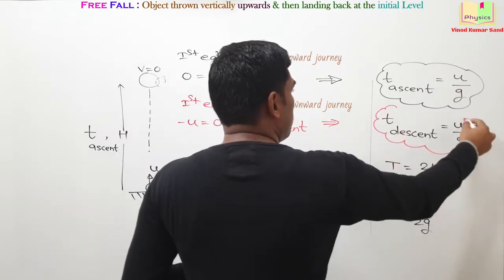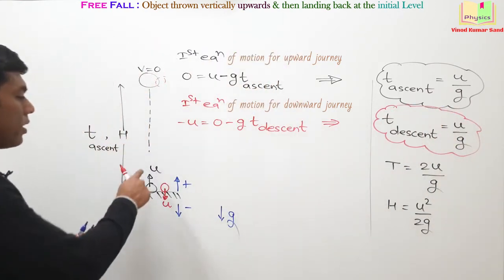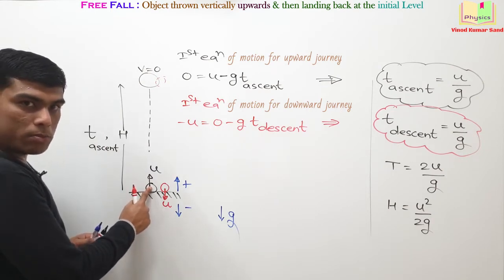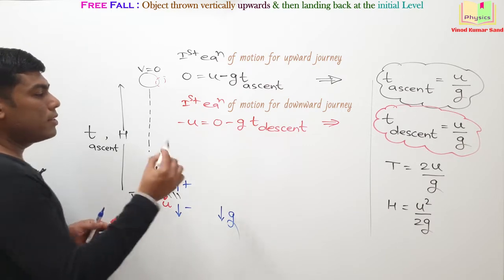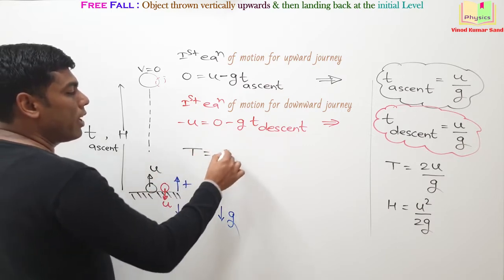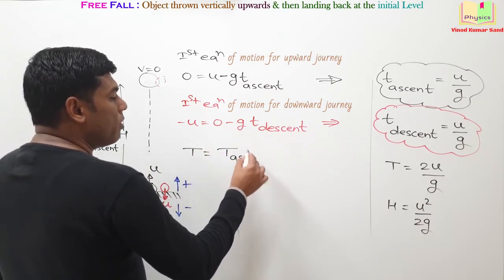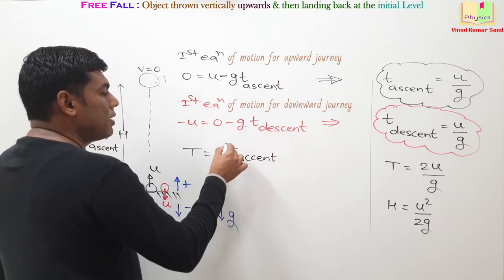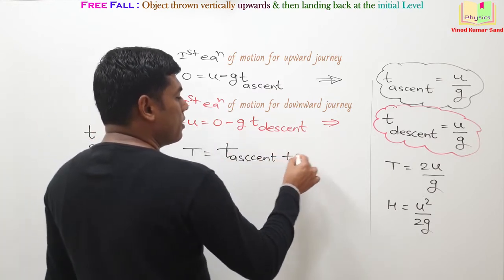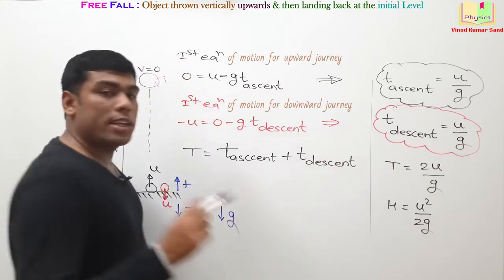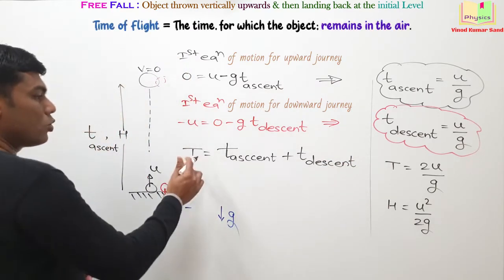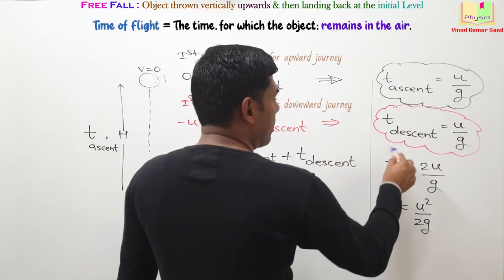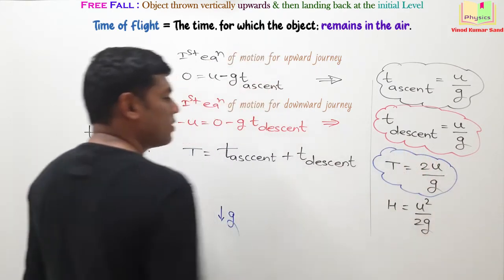We have derived it. Now the total time of flight, starting from this level and then reaching back to the same level, can be easily obtained. Total time of flight will be equal to time of ascent plus the time of descent. The time of flight actually means the time for which the ball remains in air. So when you simplify, it comes out to be 2u by g.